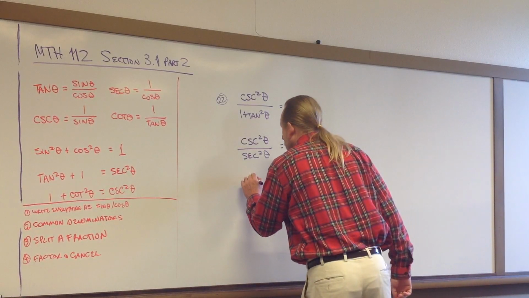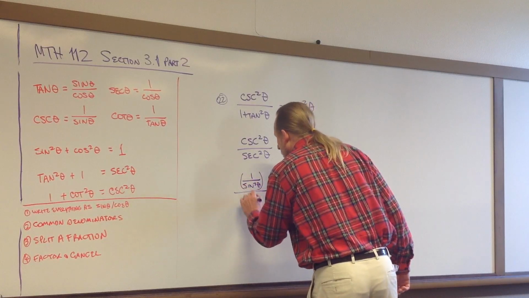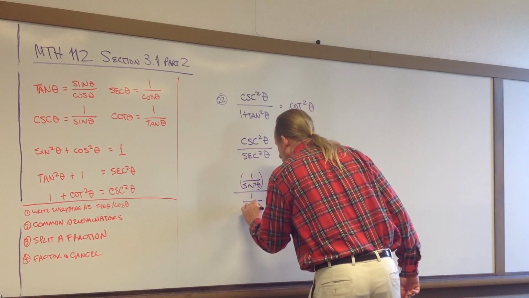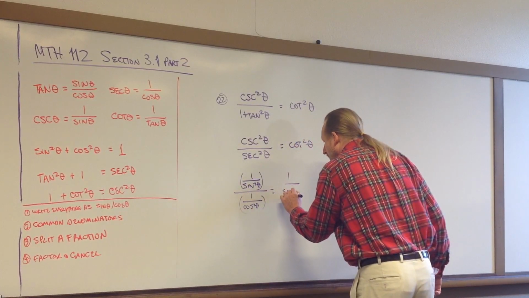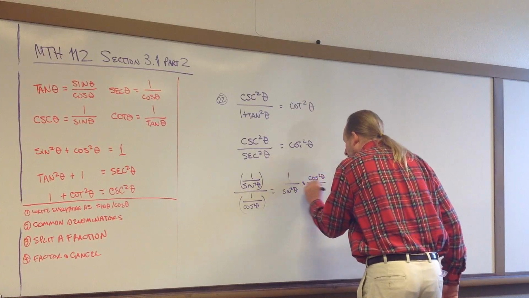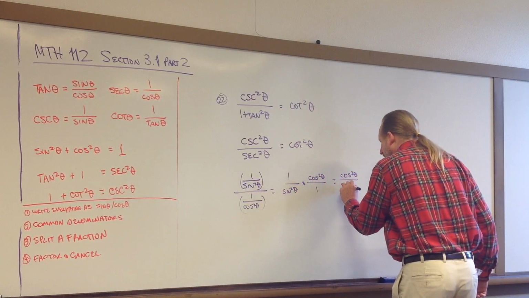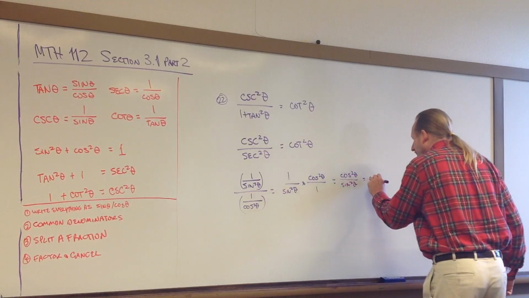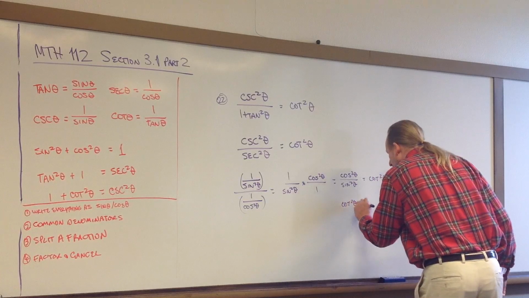So the cosecant on top is 1 over sine squared theta, and the secant on the bottom, 1 over cosine squared theta. And then multiply by the reciprocal. And this is cosine squared over sine squared. And yeah, that is the cotangent squared.